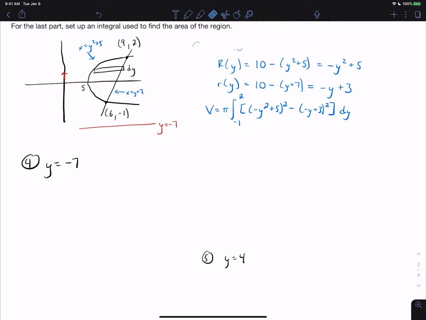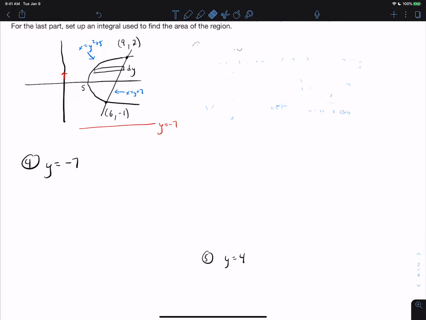The shell method is 2 pi RH. And so if I use 2 pi RH, we get a radius function and a height function. The radius function is the distance from the rectangle to the line. That's the distance from up here to down here. The top y minus the bottom y then is y minus -7, which is y plus 7.